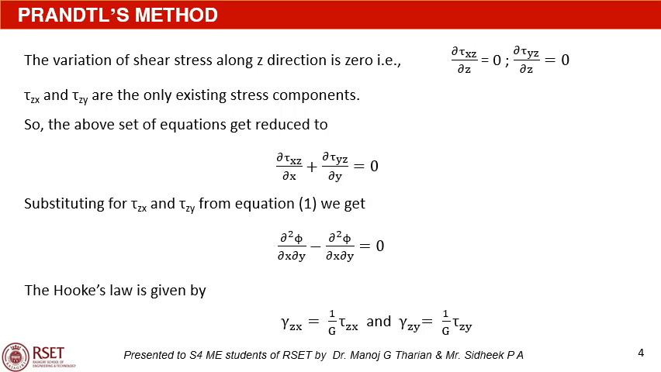Now, since tau xz and tau yz are the only existing shear stress components, the only existing shear strain components are gamma zx and gamma zy. According to Hooke's law, the shear strain component gamma zx is equal to 1 by G into tau zx, and the shear strain component gamma zy is equal to 1 by G into tau zy.